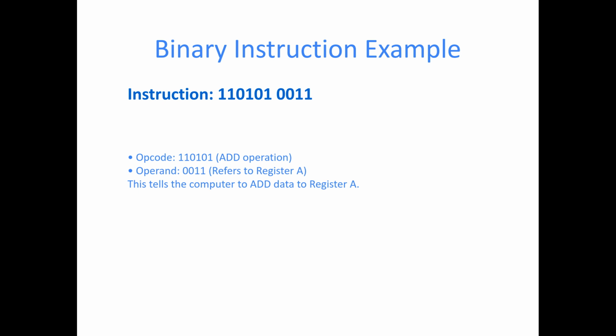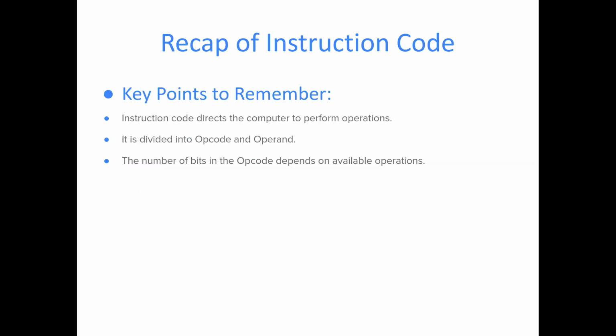So, to quickly recap, an instruction code is a binary code that directs the computer to perform specific operations. It has two parts: opcode, which specifies the operation like add or subtract, and operand, which specifies the data or location to work on. The number of bits in the opcode depends on the total number of operations available. For example, 6 bits can represent 64 distinct operations. Understanding instruction code is fundamental to how computers work at the core level, and I hope this video gave you a clear explanation of that.